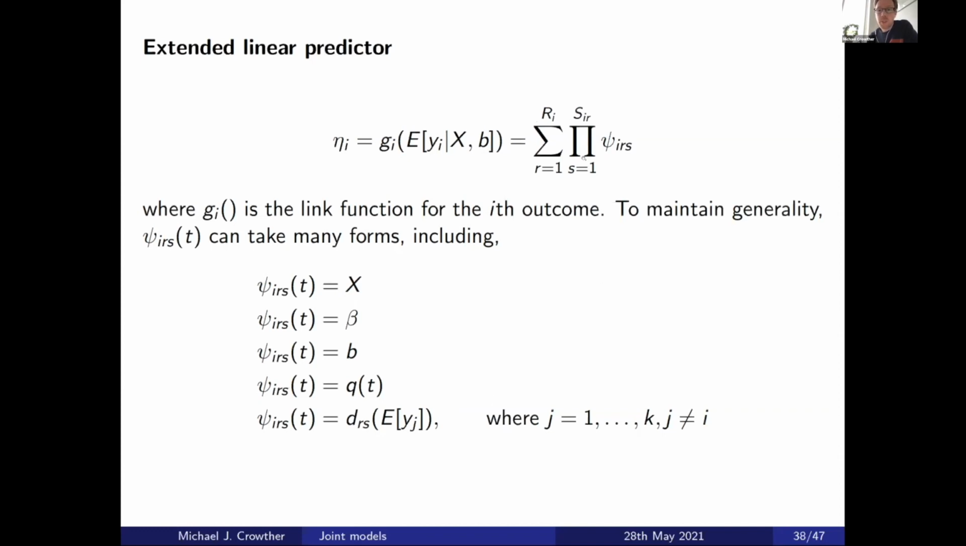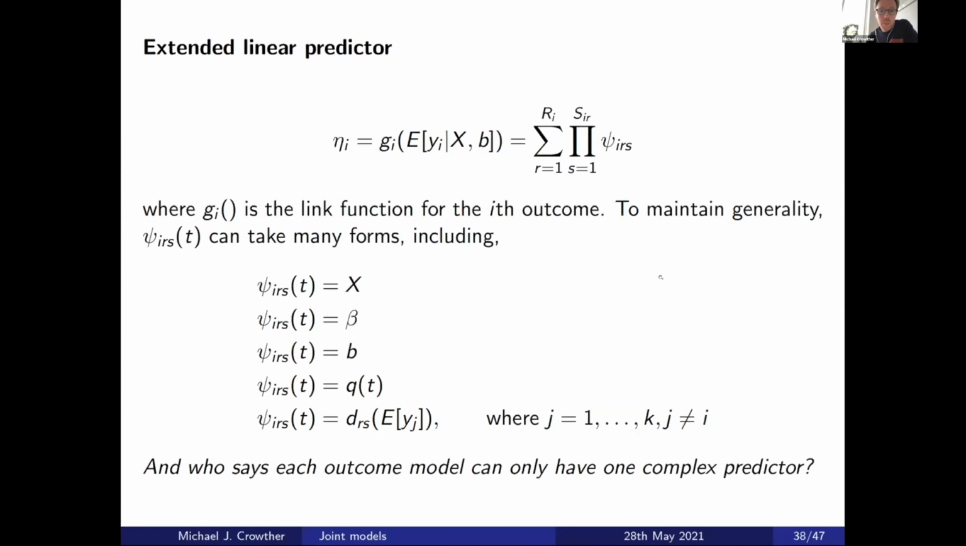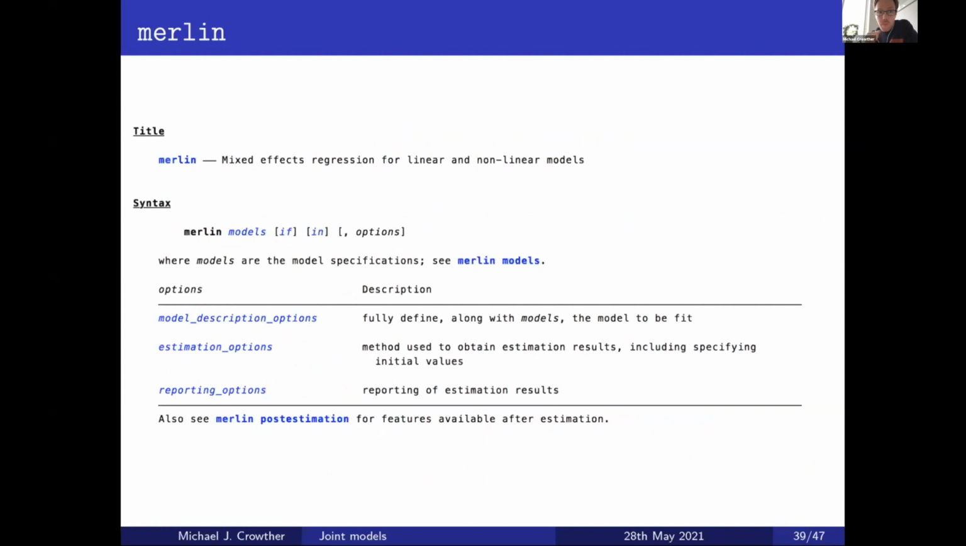And the components are interactions between any number of these elements. So we could link the current value, but multiply it by a function of time to allow for non-proportional hazards, for example. We could do interactions between current values to allow for nonlinear effects of the current value of a biomarker on survival. The list is pretty endless, so I'm going to show some examples. And of course, each outcome model, who says we can only have a single complex linear predictor? We could have multiple ones. It's predominantly implemented in Stata.